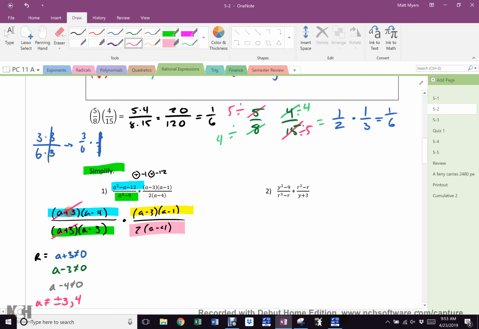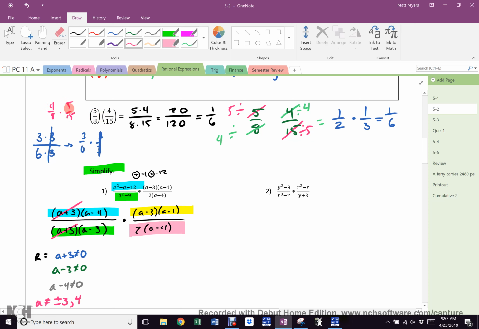Okay. Now, in this kind of canceling, I was able to go diagonally. Yes? Why? Why am I allowed to go diagonally? Does order matter in multiplying? It doesn't, does it? Isn't this question the same as 4 over 8 times 5 over 15? So I was able to cancel, right?